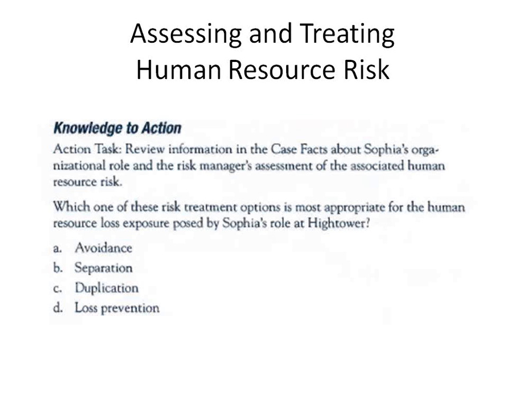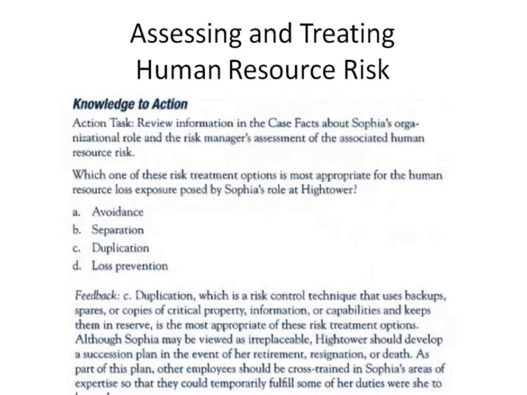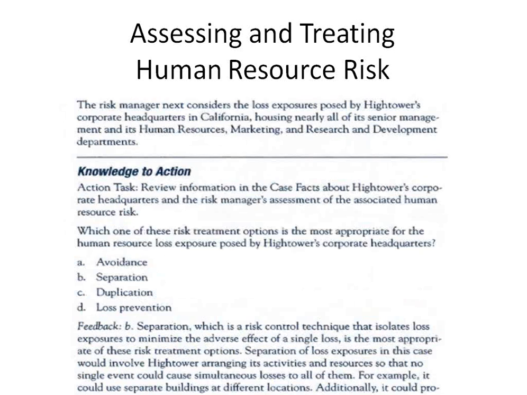If you look at the question when you have this on the exam, you're going to, if anything, do a process of elimination. Loss prevention probably wouldn't help with that, but duplication, meaning we have someone else who can hopefully step in, and then maybe share the limelight a little bit with her. Okay. So in this next question, the risk manager considers the loss exposure posed by Hightower's corporate headquarters in California. Which of these risk treatment options is the most appropriate for the human resource loss exposure posed by the headquarters? So the idea is, if the building goes, everyone's lost.